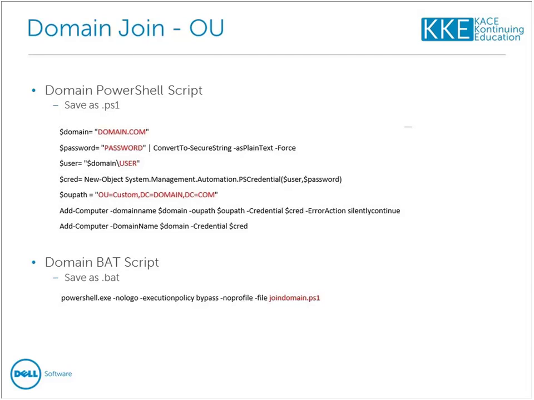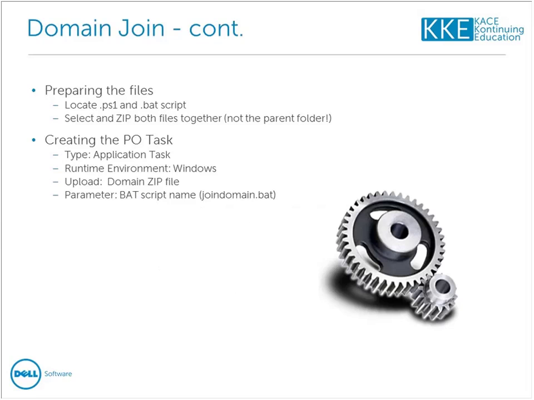Once we have these 2 files created, we're going to get them ready to get into our K2000. So we're going to prepare our files first. We're going to locate the PS1 and batch script files, and if you have 6 and 6, zip them all up together. Remember, we want to select our files, not the parent folder.